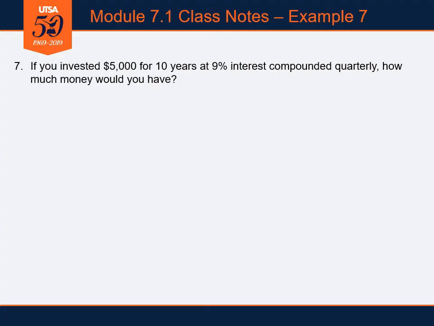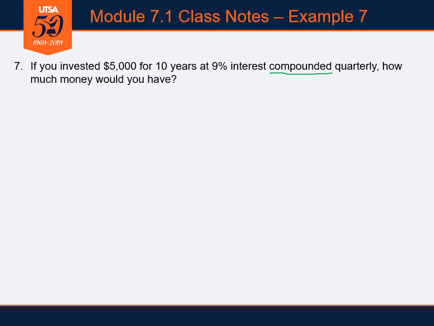Here in Module 7.1, Class Notes, Example 7, we now turn our attention to compound interest. Let's read the problem and see that we can recognize this word problem as a compound interest problem. If you invested $5,000 for 10 years at 9% interest compounded quarterly, how much money would you have? The key word there is that the interest is compounded.